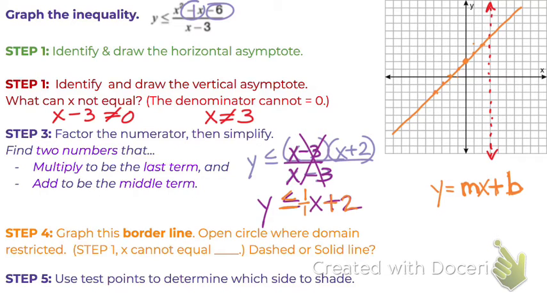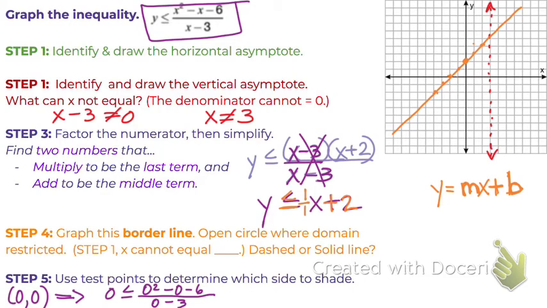The last step is to determine whether we're going to shade above or below this orange line. And so what you do is you pick a test point. I'm going to pick 0, 0, and I'm going to substitute that into my inequality. After you substitute it in, you just simplify. You get 0 is less than or equal to -6 over -3, which is 0 is less than or equal to 2. Is 0 less than or equal to 2? Yes. That means that 0, 0 is one of the many solutions to this inequality.